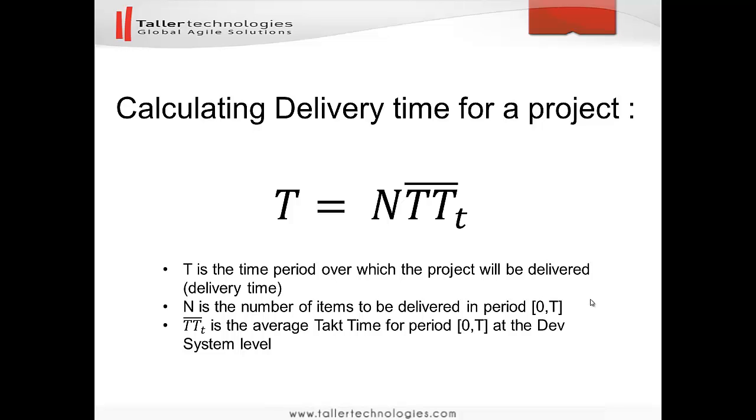How can this metric actually help us in planning projects? We can easily calculate the delivery time for a project using this simple formula. So if we know the average takt time for the dev system and we have the number of work items to be delivered, the scope of the project, then we can calculate how much time on average it will take the system to deliver all 20 work items. As you can see, the formula is average takt time times the number of work items to be delivered.